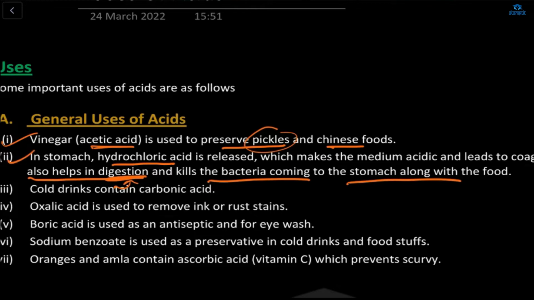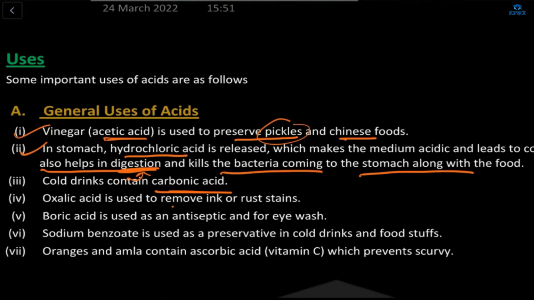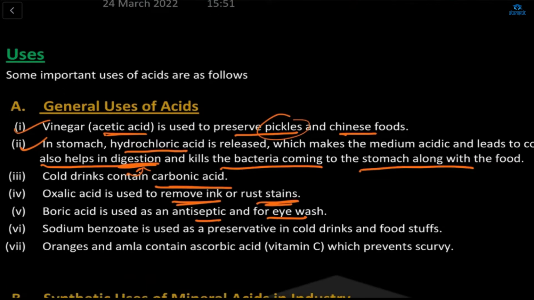Now the third one, cold drink contains carbonic acid. Oxalic acid is used to remove ink or rust stains. Boric acid is used as an antiseptic and for eye wash. Sodium benzoate is used as a preservative in cold drinks and foodstuffs. Orange and amla contain ascorbic acid, vitamin C, to prevent scurvy. Okay, so these are the uses of acids. These also you have to go through.